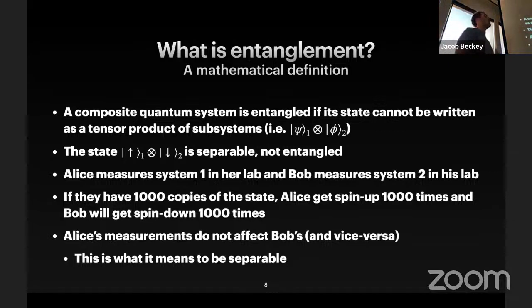And again, the jargon tensor product, you should just think of this as how I'm going to keep track of my composite systems. So I have 2 total spins. One is in Alice's lab, the other one's in Bob's lab. Okay? Does that make sense? Any questions?